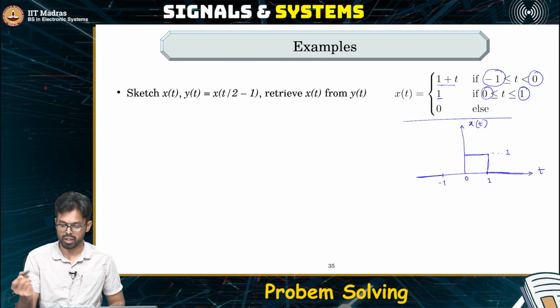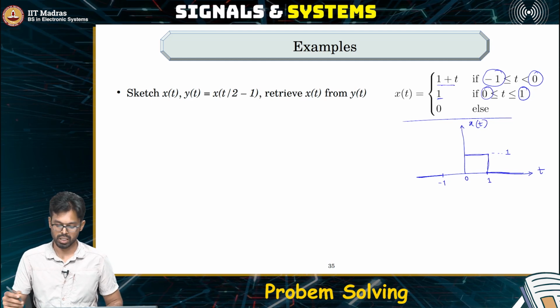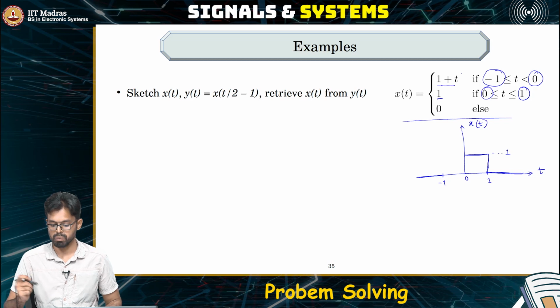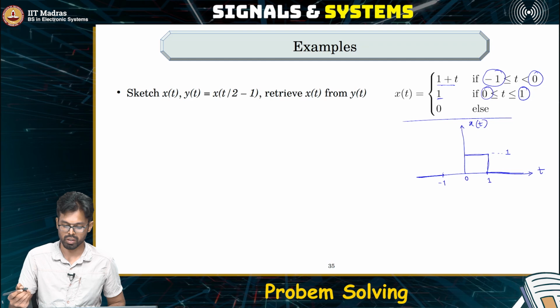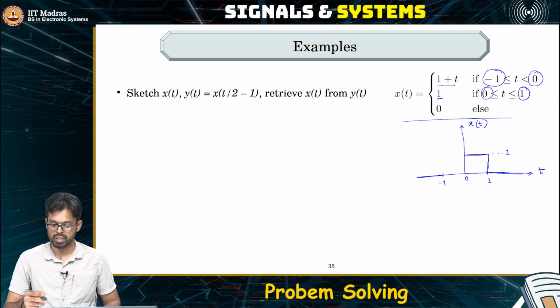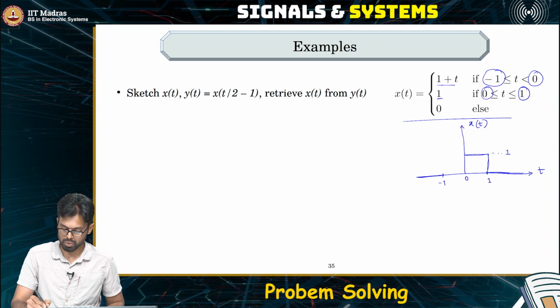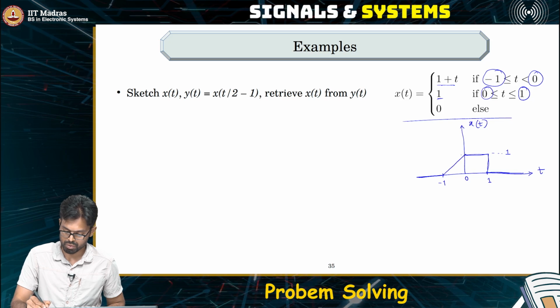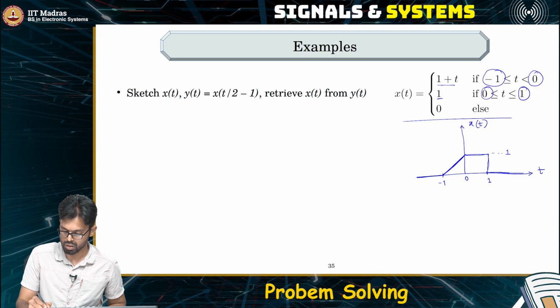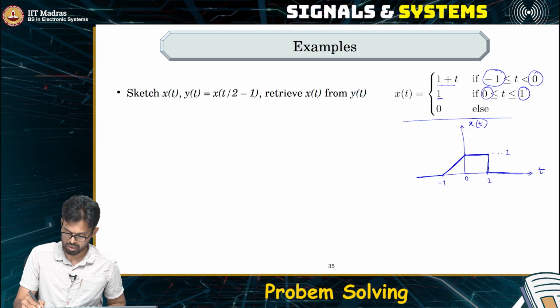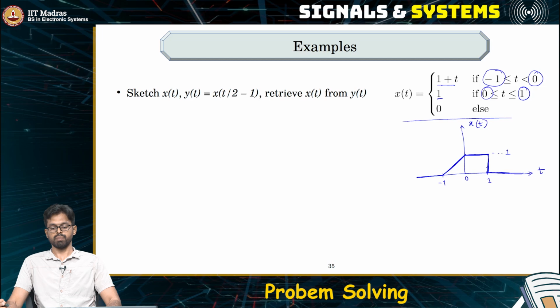And within -1 and 0, you have 1 plus t. So the value of t at -1 is -1, so -1 plus 1 is 0 here. And the value of this signal at 0 is 1 plus 0, which is 1. So you just have to connect these two. So this is our signal x of t.